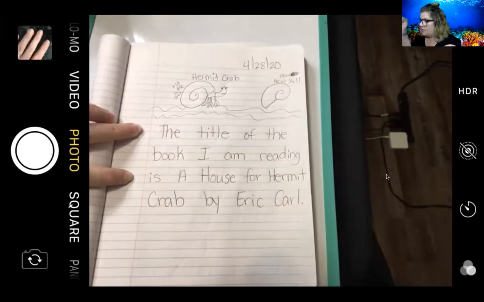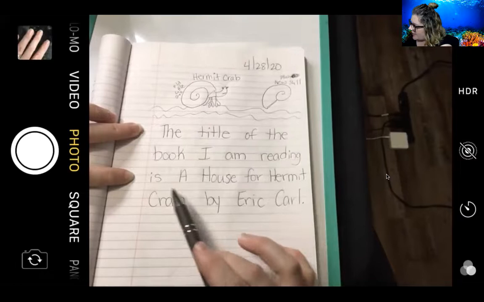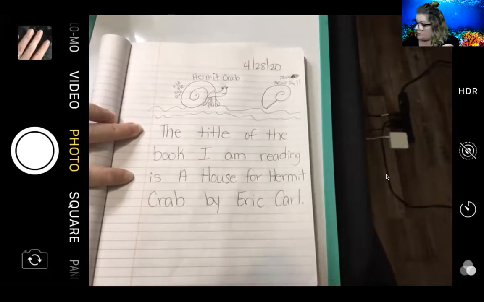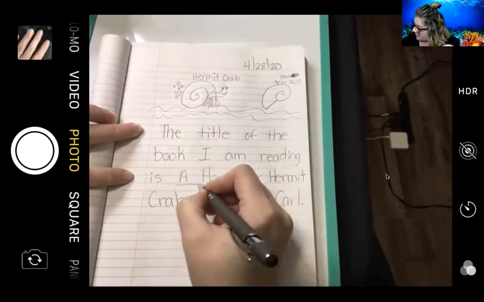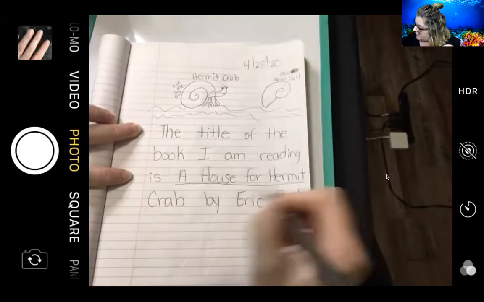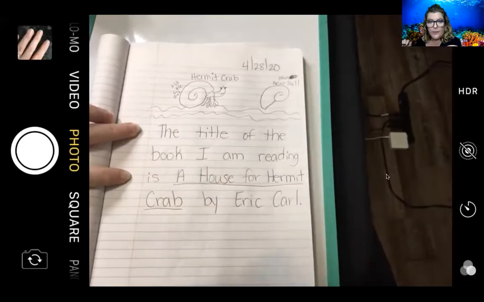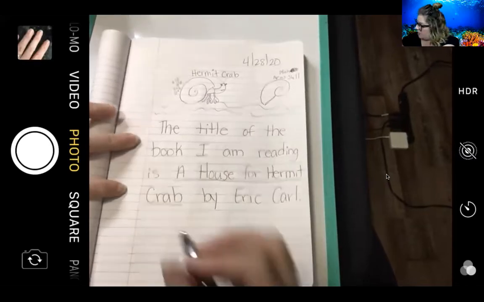Okay, let me read what I have so far. The title of the book I am reading is A House for Hermit Crab by Eric Carle. Now, here's something special about book titles. When you write about book titles, you can underline them. So I'm going to underline that book title, so then your reader knows that that's the book you're reading. The title of the book I'm reading is A House for Hermit Crab by Eric Carle.